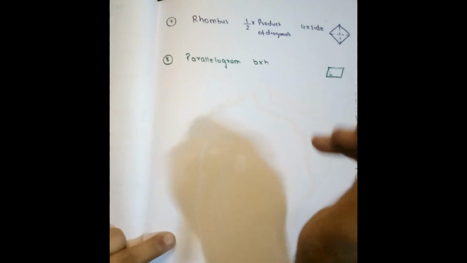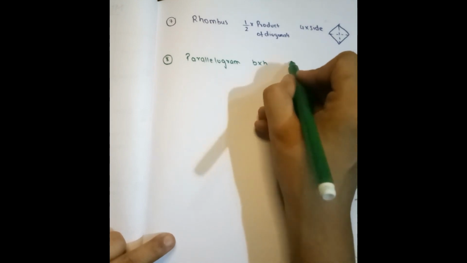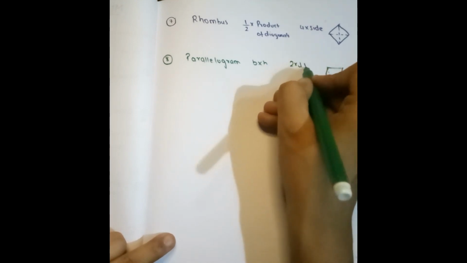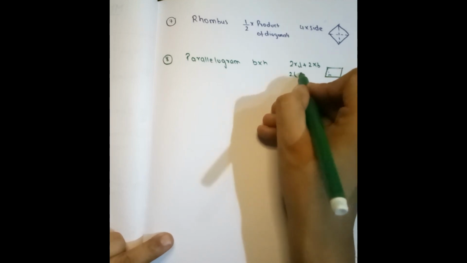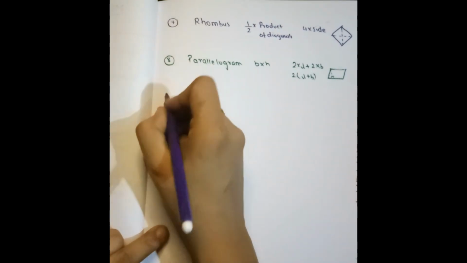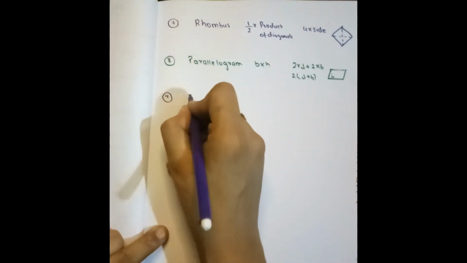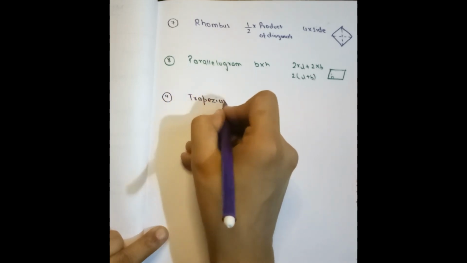Now the perimeter is simply the same as the perimeter of a rectangle, that is 2 times L plus 2 times B. If you want, you can also write this as 2 times (L plus B). Next we have trapezium. So let me write down trapezium now. All these are 2D shapes, 2-dimensional shapes, that I am covering.